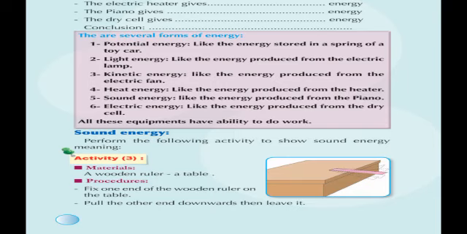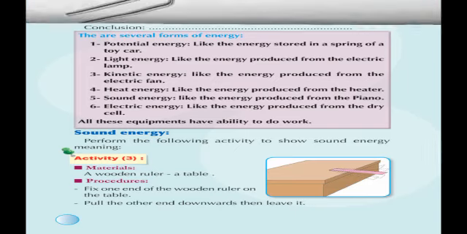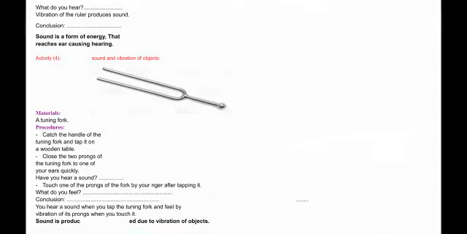I will make you hear the sound. You hear the sound? This is the sound of a wooden ruler when I pull it downward and leave it. So, what do you hear? Of course, I hear a sound from the wooden ruler. When it vibrates, I hear a sound. So, the conclusion is that sound is a form of energy that reaches our ear and causes hearing.